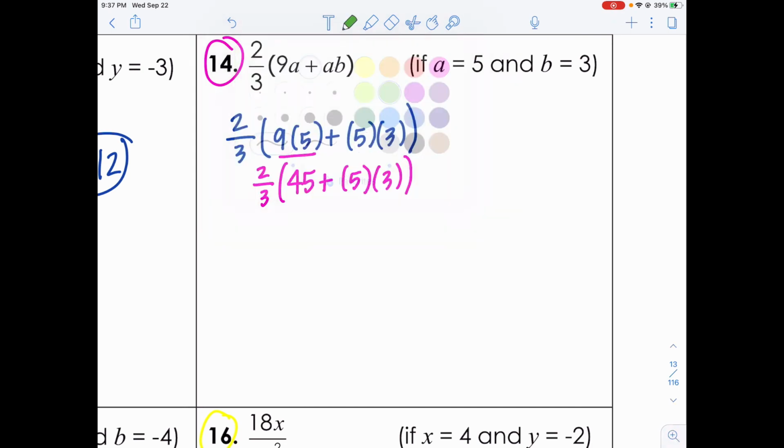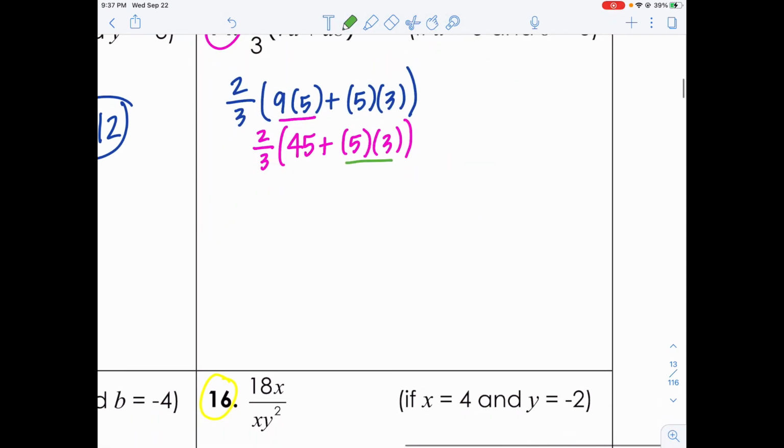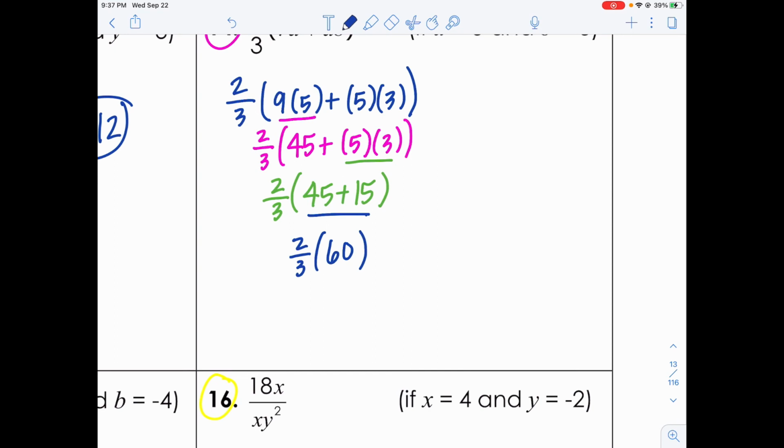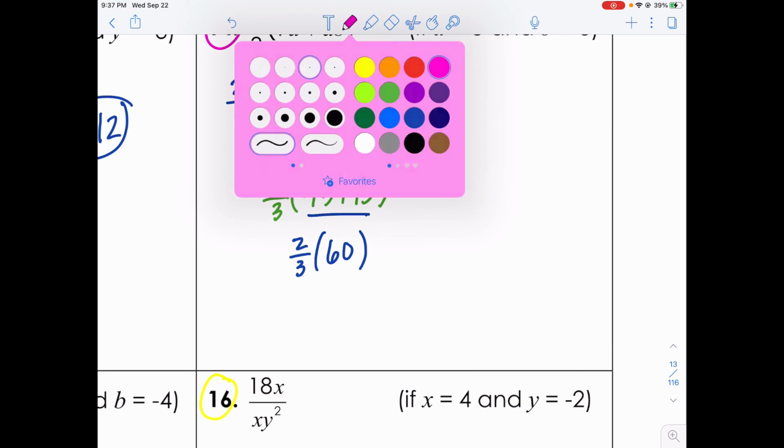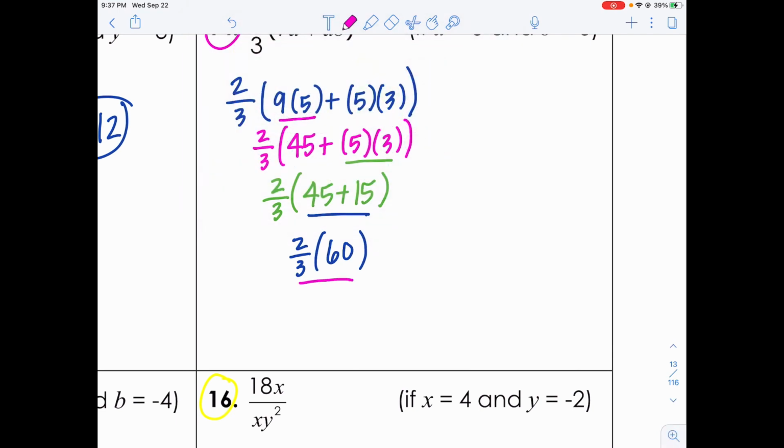Continuing to work in that parentheses, I have 5 times 3, which is 15. So I now have 45 plus 15 left inside my parentheses, multiplied by 2/3 outside. Simplifying inside of the parentheses, I have 45 plus 15, which gives me 60. And then last but not least, I have 2/3 times 60. When you multiply them, and you could absolutely use a calculator for this, 2/3 times 60 should give you a positive 40 as your solution for that one.